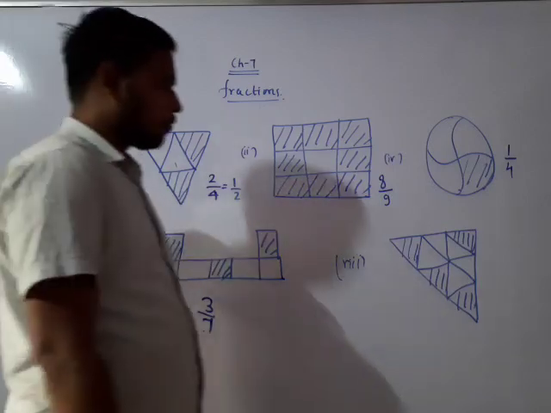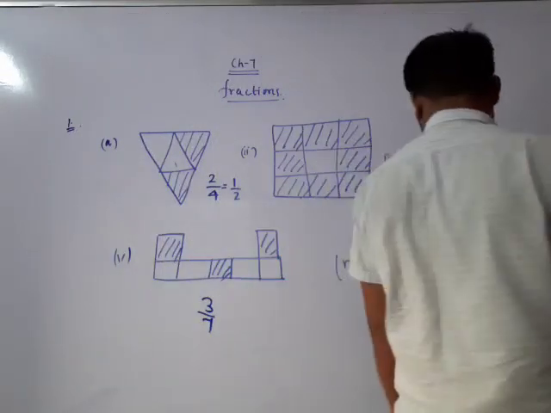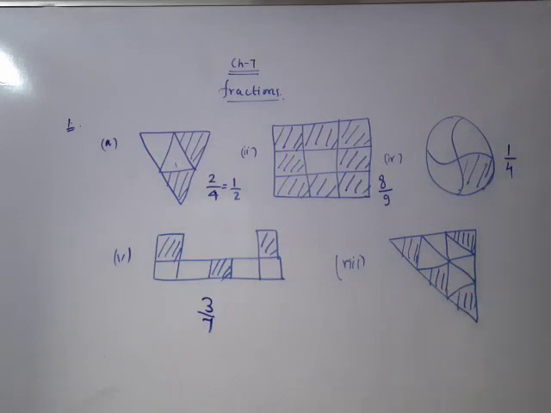Now in this figure you see 1, 2, 3, 4. 4 are shaded. Total 1, 2, 3, 4, 5, 6, 7, 8, 9. 4 upon 9 will be the shaded region. So the remaining 5 questions you do by yourself. Now moving to question number 2.